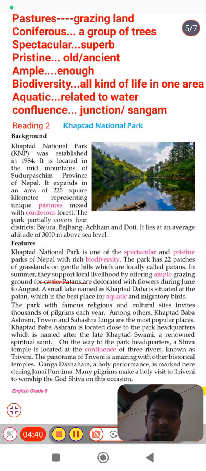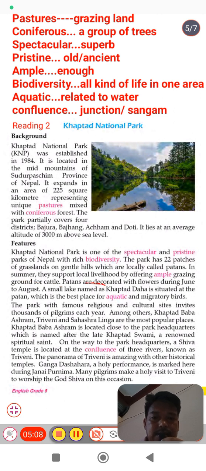In summer, they support local livelihood by offering ample grazing ground for the cattle. Yes, in the summer season, these patans help local people's livelihood by offering ample, meaning enough, grazing land for the cattle, so that they can have leaves and grass for their cattle.